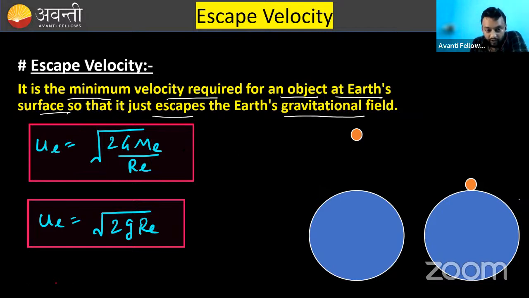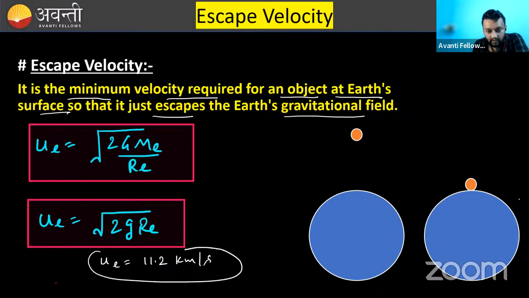Now, what is the formula for that? The formula is written on your screen. If you calculate this value for Earth's surface, it will be approximately 11.2 kilometer per second. I think this is a very famous term, and in class 11 we discuss a lot about it. Can you throw it? Who can throw it with that speed? Actually, nobody can throw any particle with that speed.